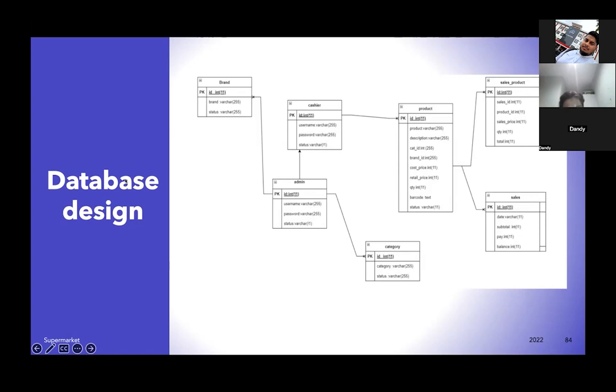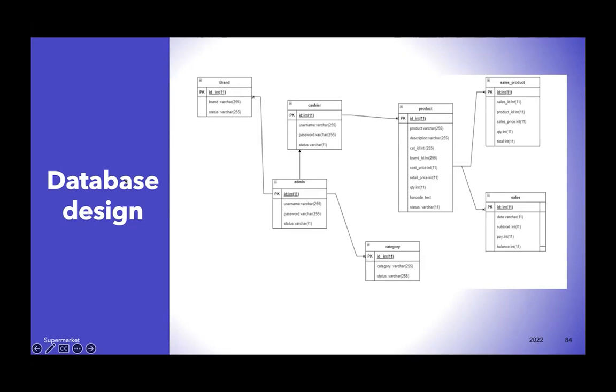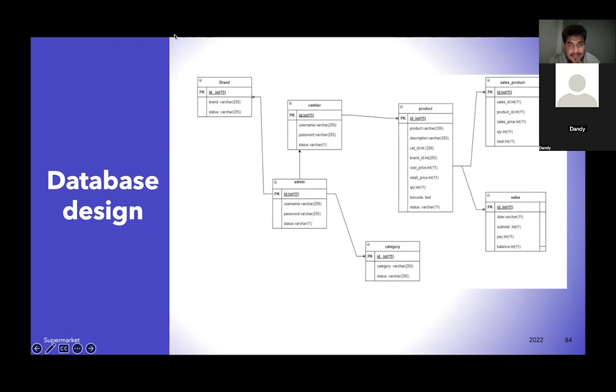There's ID integer 11, and then product varchar, description varchar, cat ID integer, brand ID integer, cost price integer, retail price integer, QTY integer, and then barcode text, and then status varchar. Okay, and then there's two more tables. The first one is sales product.